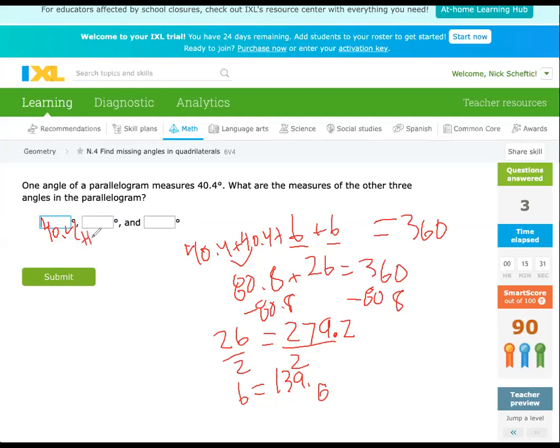Then you can add all this up to double check it: 139.6 plus 139.6, and then plus our given right there, 40.4, and this should all equal 360. So just double check that, and if it gets to 360, then it's correct. If not, make sure you go back and double check the math, and make sure it gets to 360. Okay, so that's the main part about that.